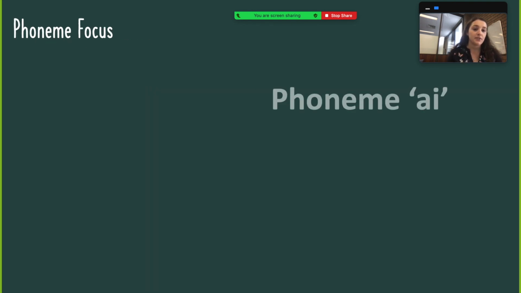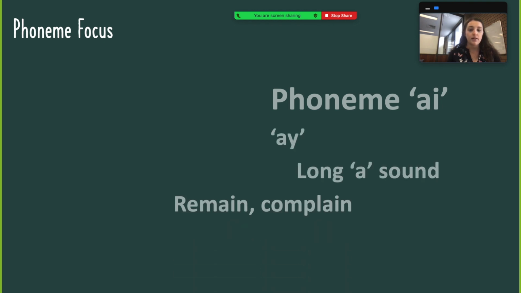So let's take the phoneme AI. We say the phoneme AI like A, and it has a long A sound. Some words that have AI are remain and complain. We need to make sure we have our listening ears on for this part because we're learning about the sounds of these words.